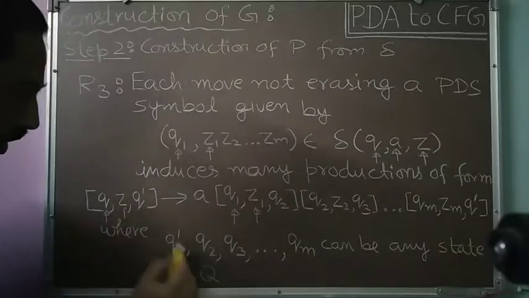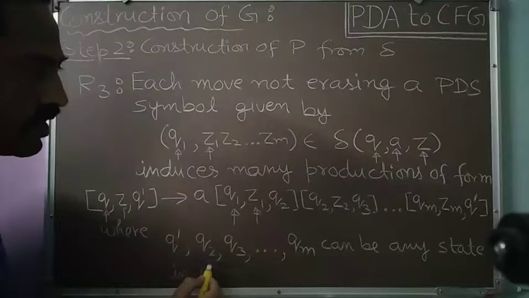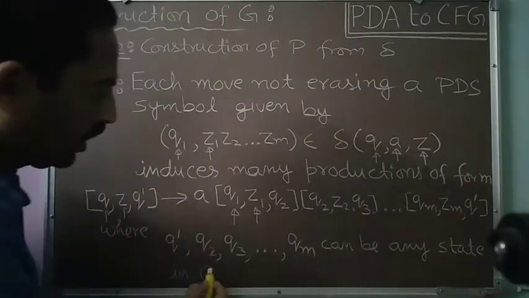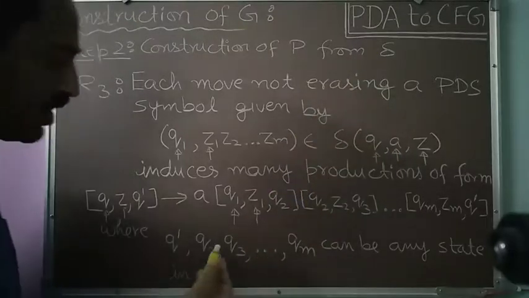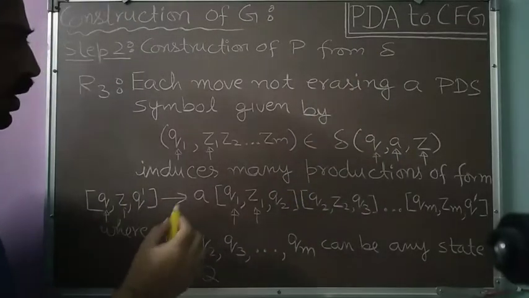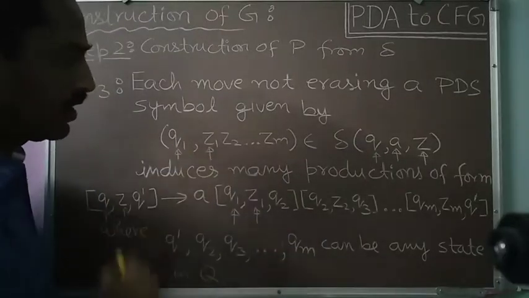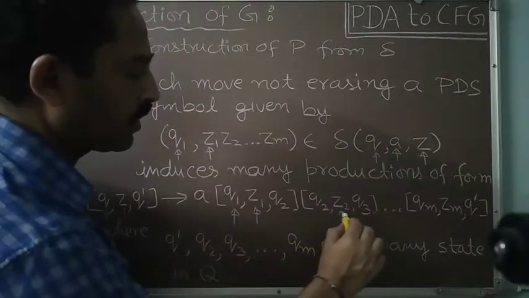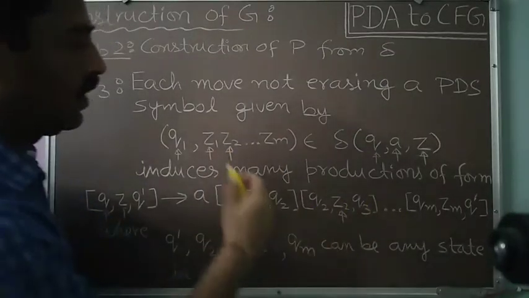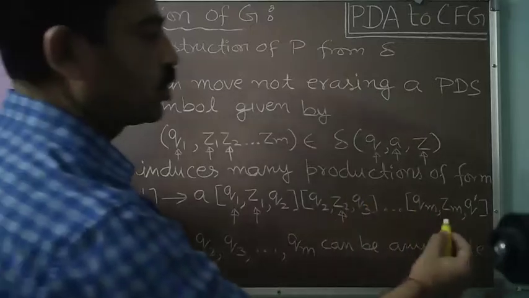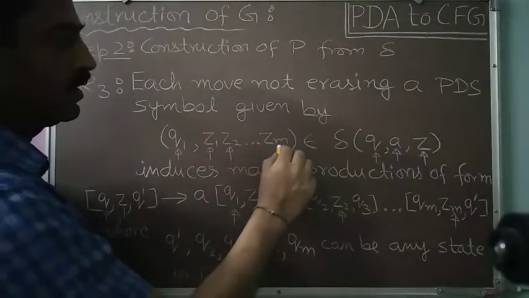So q', it can be any state in Q. Similarly, this q2 can be any state in Q. Similarly, this q3 can be any state in Q. Similarly, qm is any state in capital Q. And in the first triple, that is the first variable, we have taken Z1. In the second triple, that is the second variable, we have taken Z2. Similarly, in the third we will take the next, that is Z3, and so on. In the mth we will take Zm, that is here.